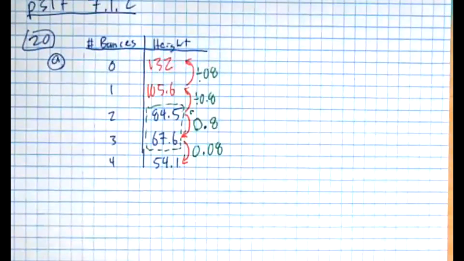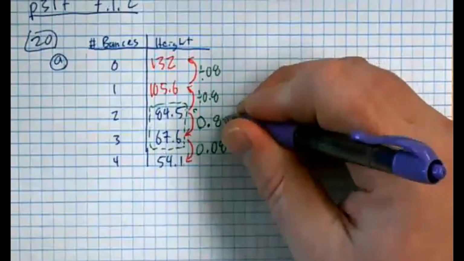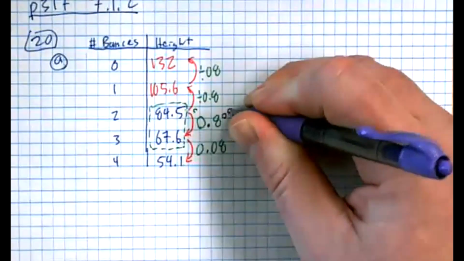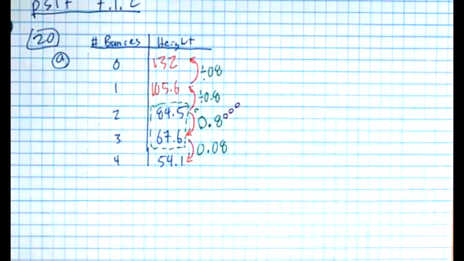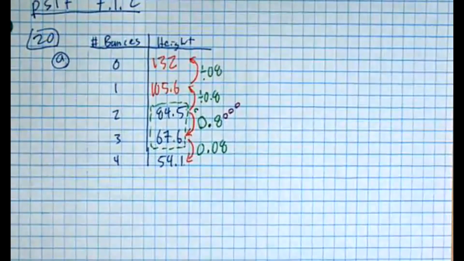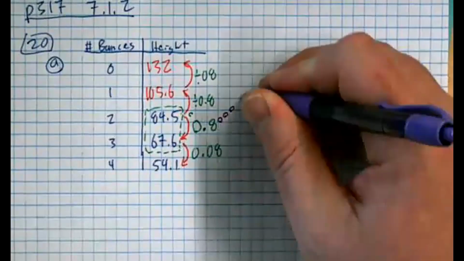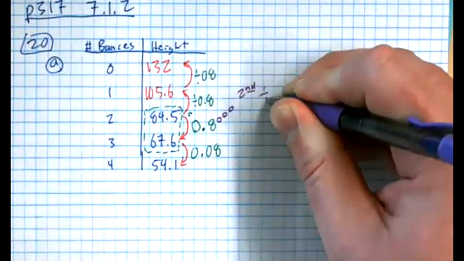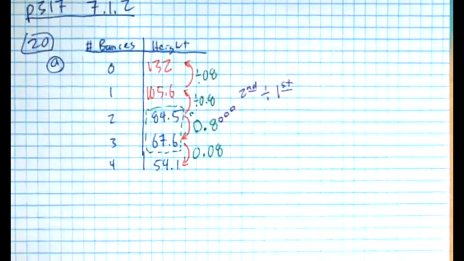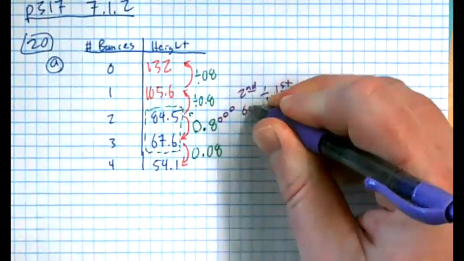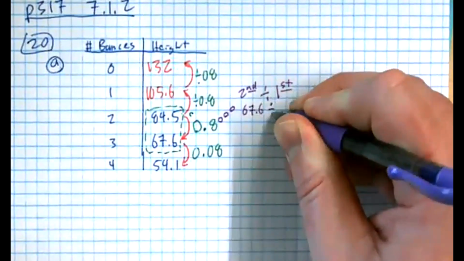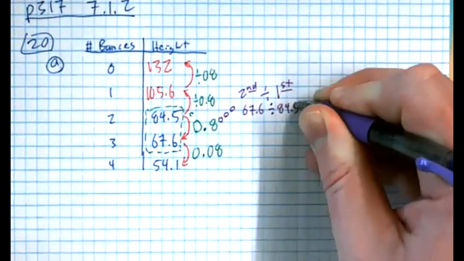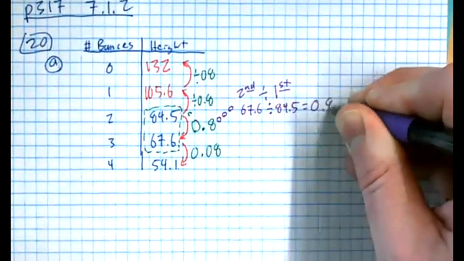So I don't know about you guys, but I personally like to do little thought bubbles. Let me change my color here. This 0.8 here, how did I get that? I'm going to make a little thought bubble that reminds me what I was thinking to get it. What I did was I picked 2 and I did second divided by the first. I did 67.6 divided by 84.5 to get that 0.8. That's how I came up with that.